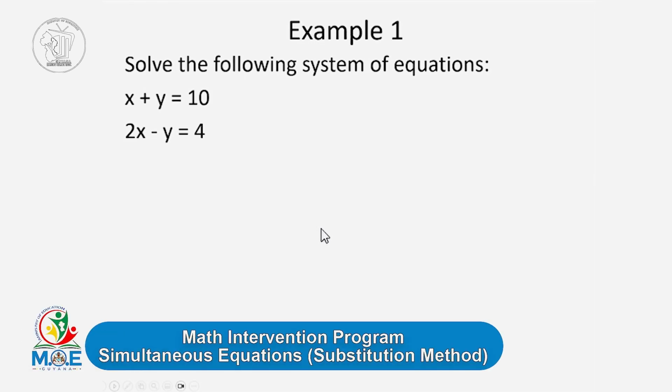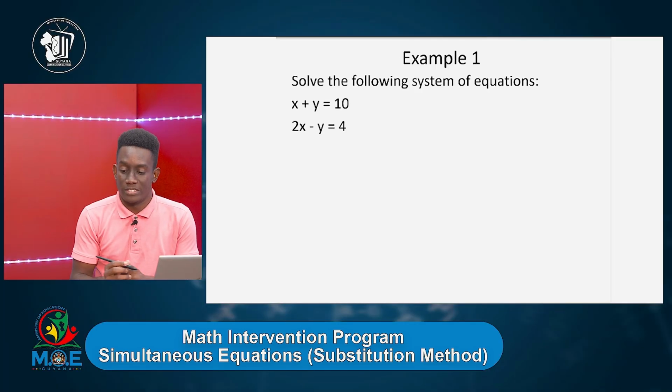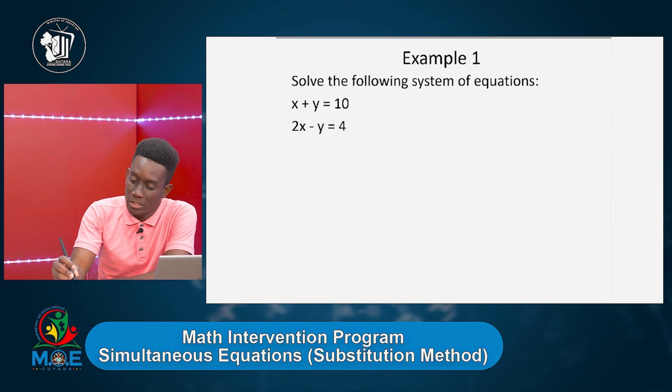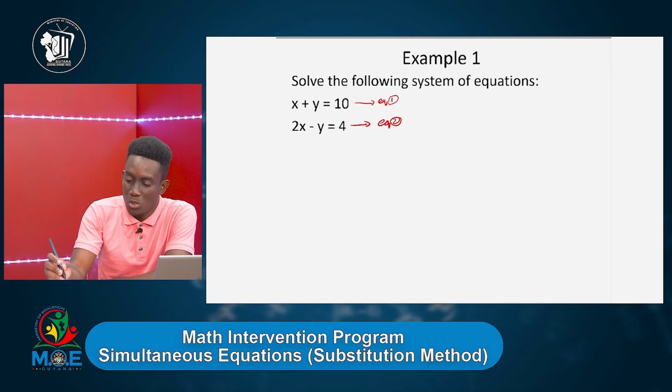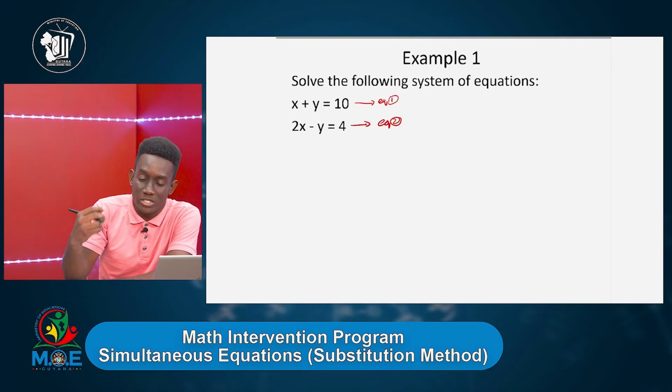So this question says, solve the following system of equations. We have x plus y is equal to 10 and 2x minus y is equal to 4. We're asked to solve this. So for this, we can start off labeling them. We can call the top one equation 1 and the bottom one equation 2. So what we want to do is put one equation into the other.